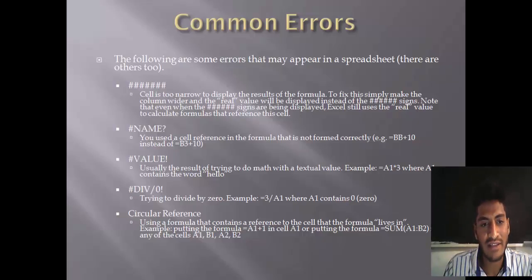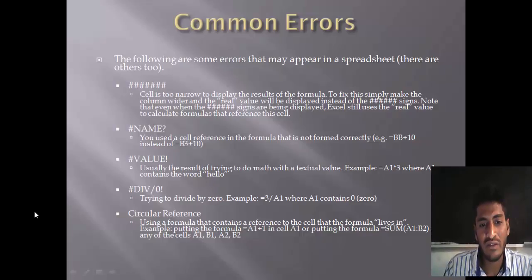this cell. Name error: you use a cell reference in a formula that is not formed correctly. Example: equal to BB plus 10 instead of B3 plus 10. Value error: usually the result of trying to do math with a textual value. Example: A1 into 3, where A1 contains the word hello. Division by 0: trying to divide by 0. Example: equal to 3 divided by A1, where A1 contains 0.